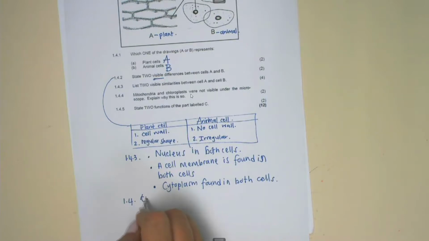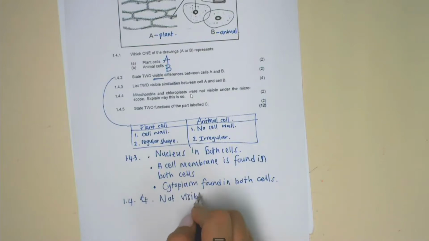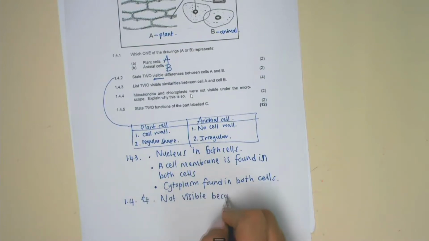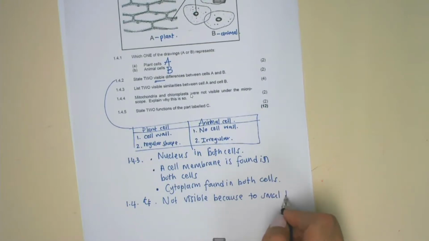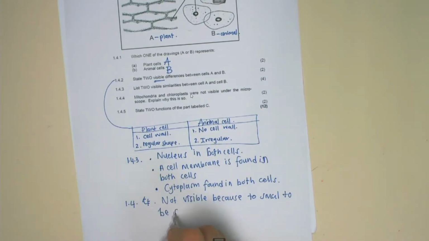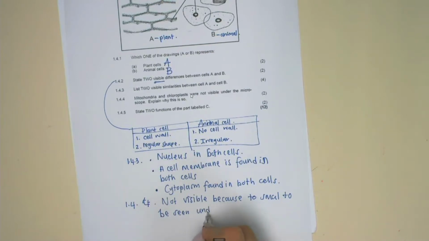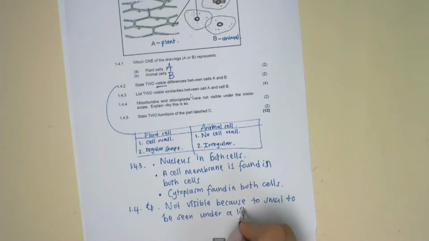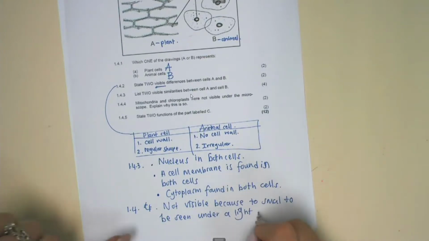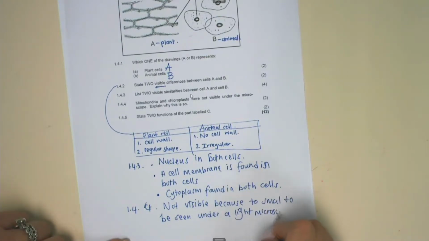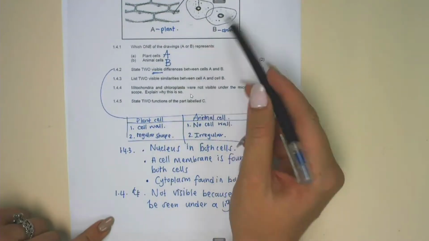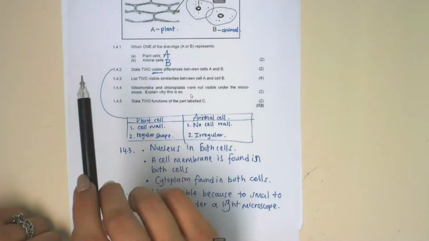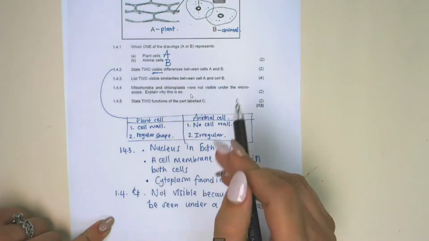1.4.4, sorry, not visible because too small to be seen under a light microscope. So please remember that, it's still too small. Even though the cells are also small themselves, the mitochondria and chloroplasts are even smaller.